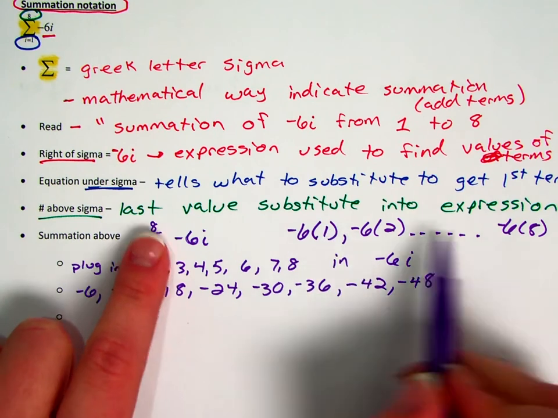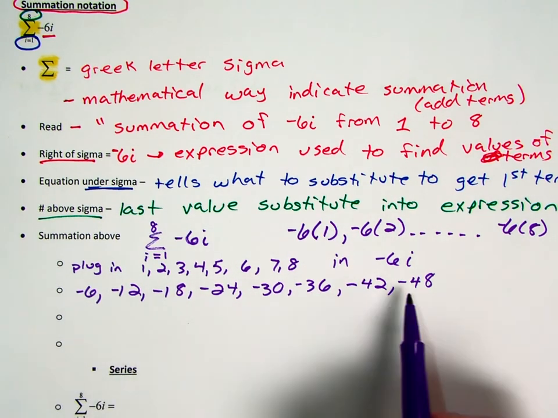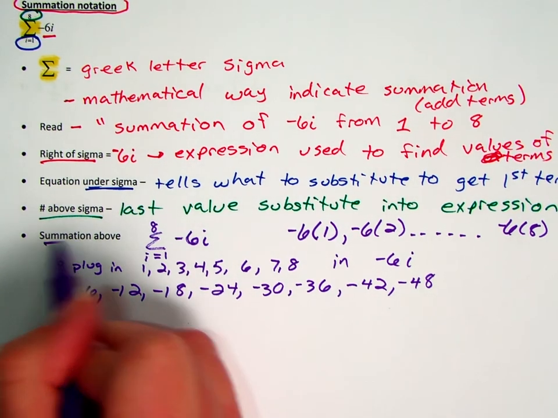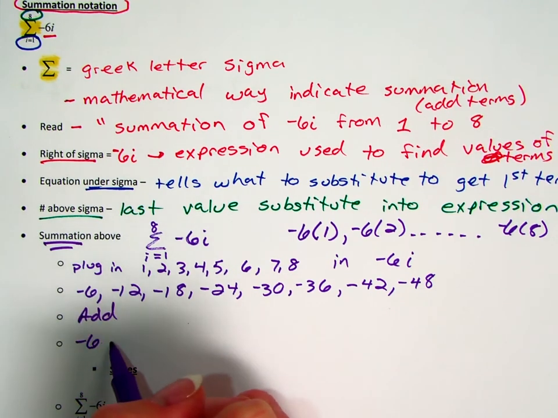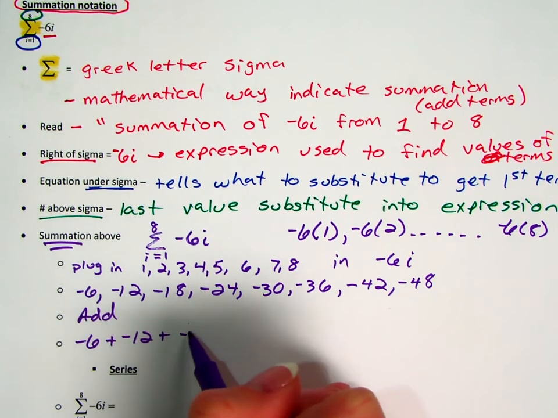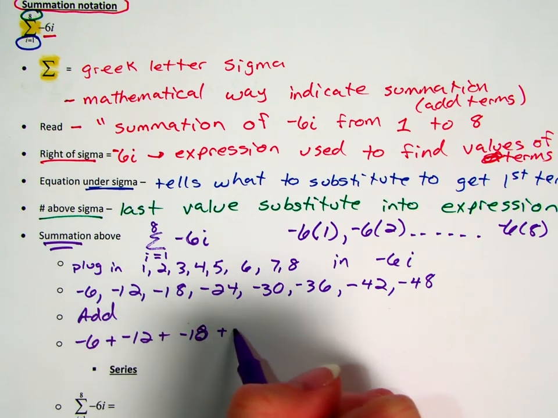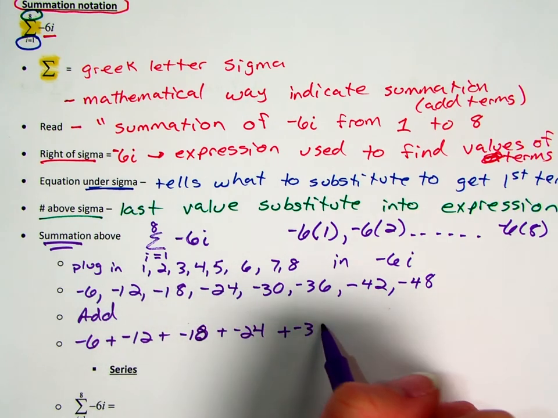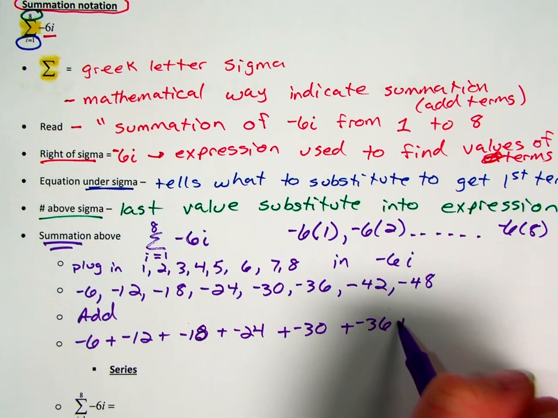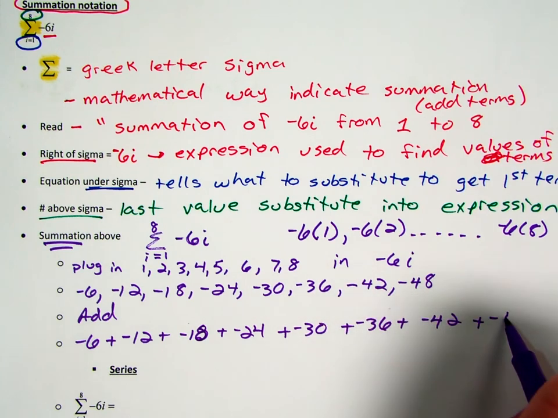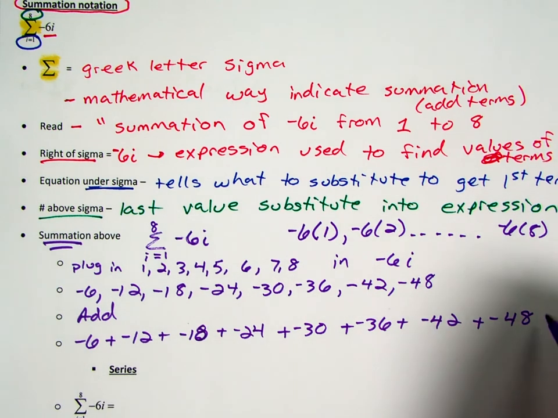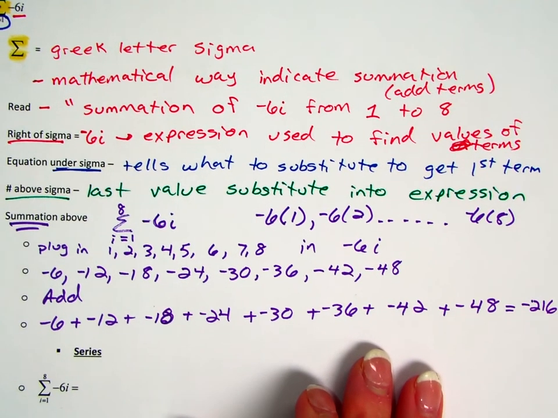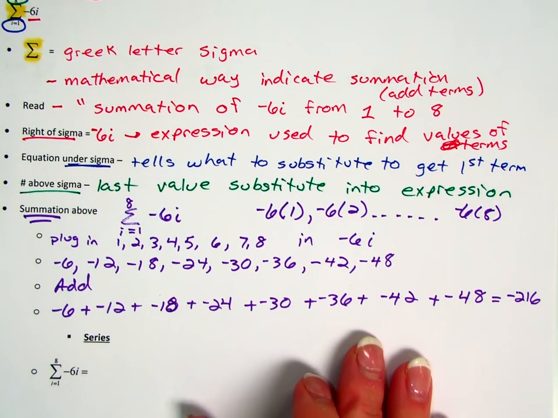So we started substituting in 1 and we stopped when we got to 8. Now that we have all these values, because it's a summation, we're going to need to add those values together. So negative 6 plus negative 12 plus negative 18 plus negative 24 plus negative 30 plus negative 36 plus negative 42 plus negative 48, which would give us negative 216. Sorry, that was a little off the screen.